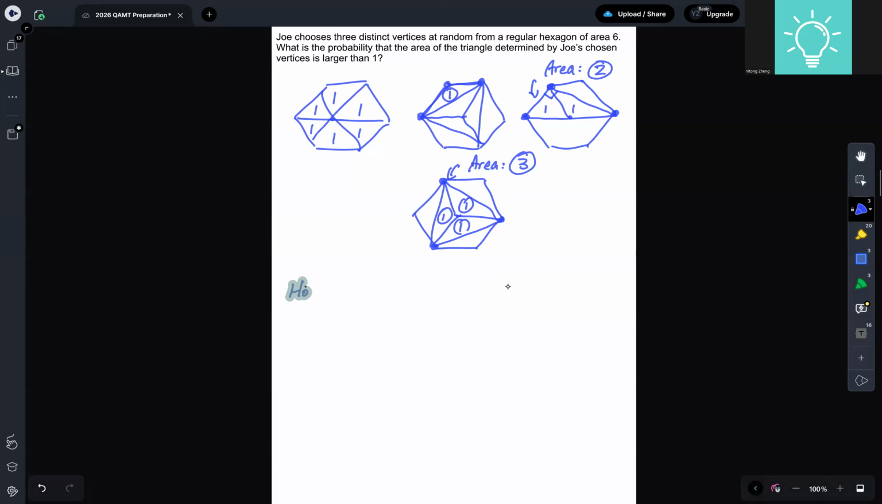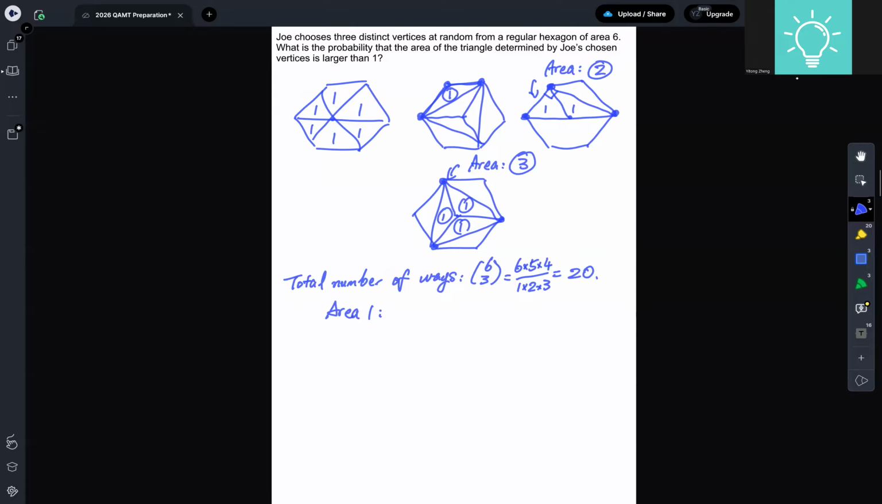So how many ways are there? So the total number of ways of choosing 3 vertices out of 6. That's 6 choose 3. And I can write this as 6 times 5 times 4 over 1 times 2 times 3. That 1 times 2 times 3 cancels with the 6, leaving 5 times 4. There's 20 different ways of choosing 3 vertices. For area 1, we have to choose 3 consecutive vertices, right? And this can be rotated across the hexagon. So there's 6 ways.